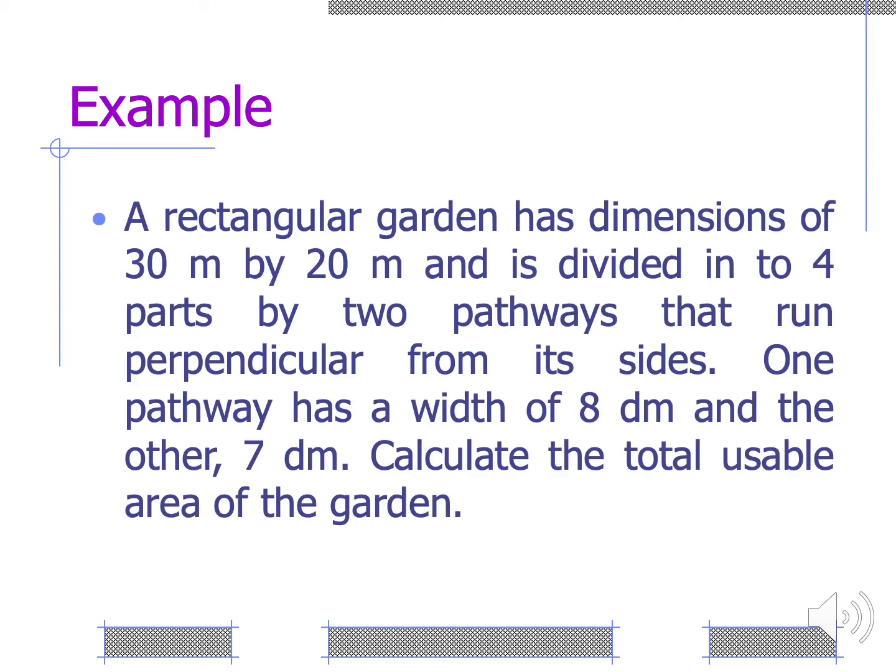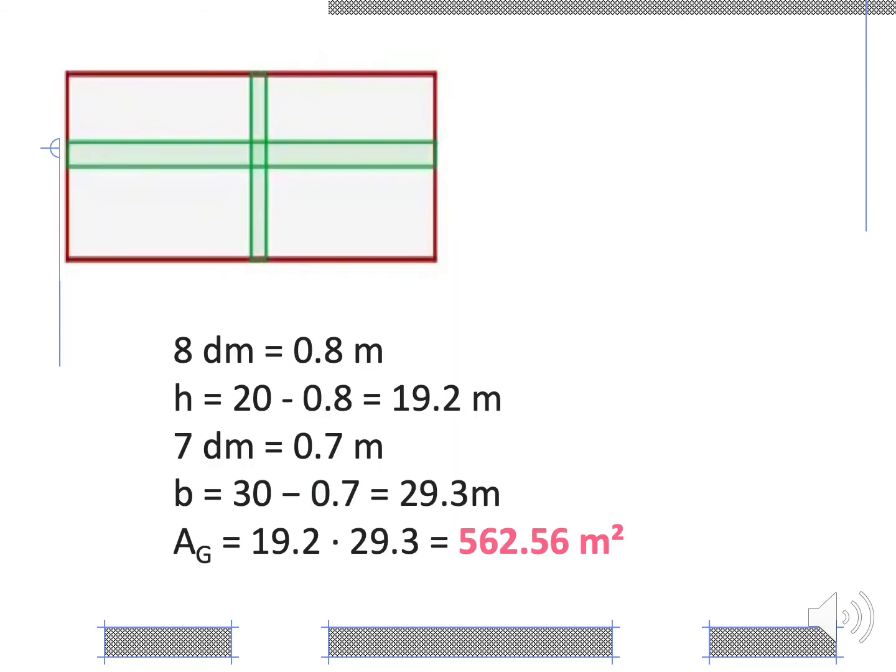So here is an example. A rectangular garden has dimensions of 30 meters by 20 meters and is divided into 4 parts by 2 pathways that run perpendicular from each side. One pathway has a width of 8 decimeters and the other is 7 decimeters, and you are asked to calculate the total usable area of the garden. If we are going to illustrate it, that's how it looks.